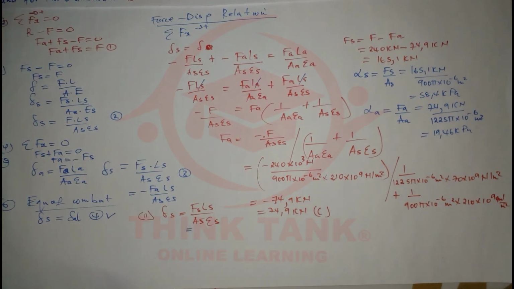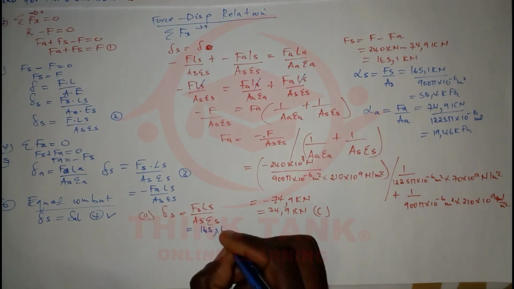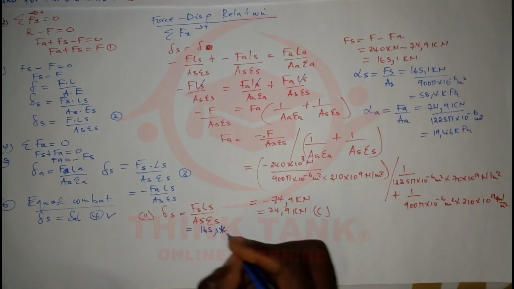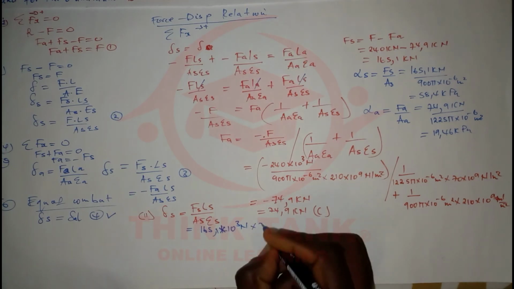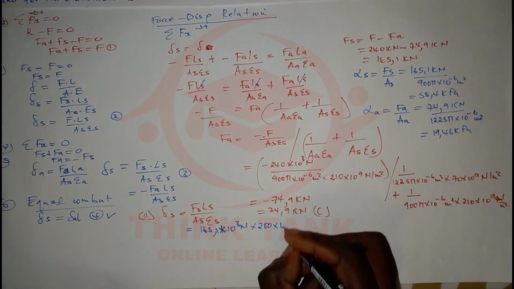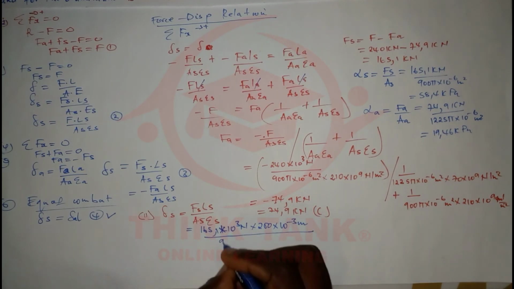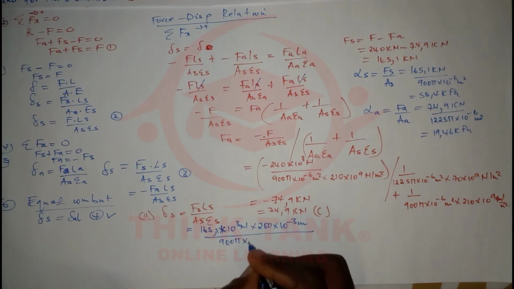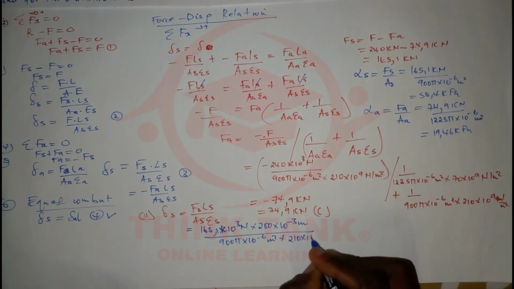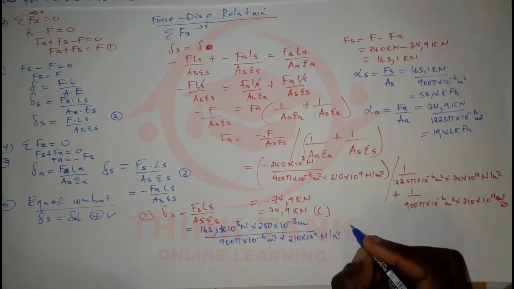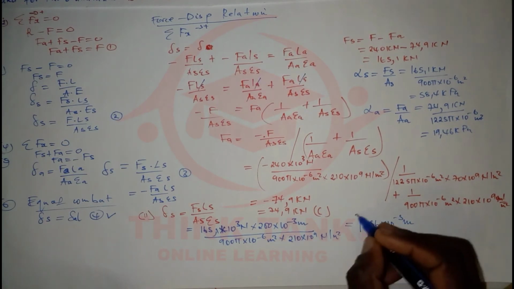For the force acting on the steel, Fs is 165.1 kilonewtons. I'm going to change it to newtons, so times 10 to the power 3 newtons. Now I'm going to multiply this by the length, which is 200 millimeters. Changing that to meters, it's 200 times 10 to the power negative 3. I'm going to divide that by the cross-sectional area, 900 pi times 10 to the power negative 6 square meters, times the modulus of elasticity, 210 times 10 to the power 9 newtons per square meter. If we do that, we get 5.56 times 10 to the power negative 5 meters. That is going to be the change in length.